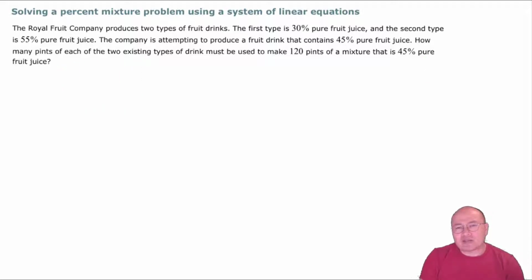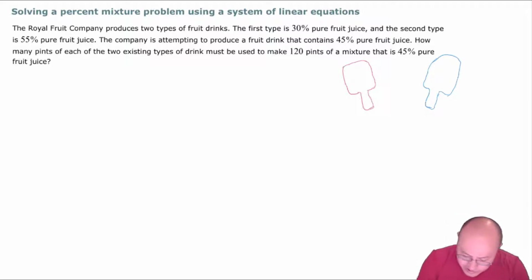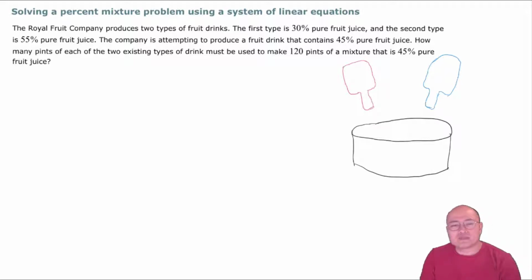The first thing you might want to do here is to visualize this or draw a picture of what is really going on. Think of having two containers and each container having some fruit juice here. And so maybe this is a container here that has some kind of red fruit juice, and then over here you have another container that produces some kind of fruit juice. Maybe it's apples and blueberries, and then you're trying to mix it in such a way where you get some kind of product that only has 45% fruit juice.